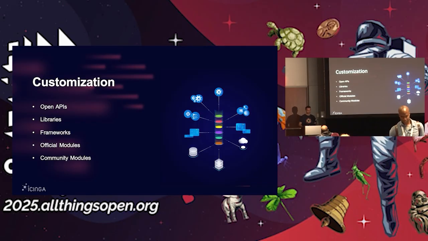I've been talking about modularity already. One more thing I would like to mention. There are open APIs out there. We have libraries available for different parts of the software. There are official modules, and there is a very active community. We've been around since 2009, and the community has been growing.